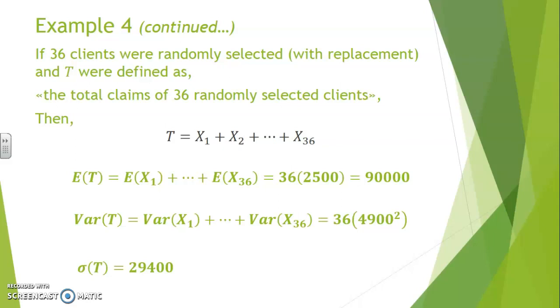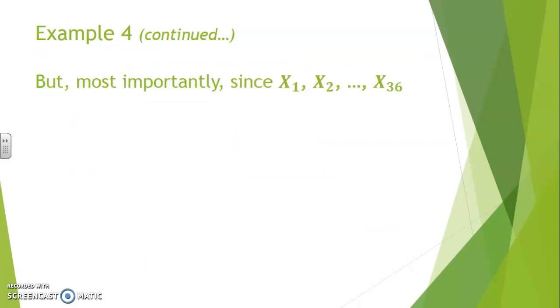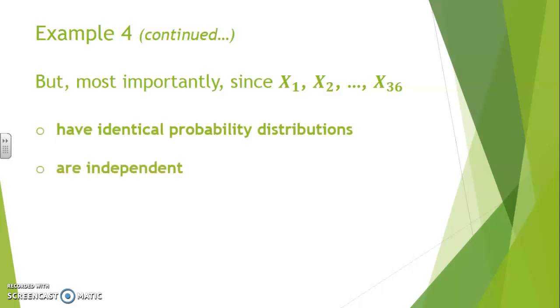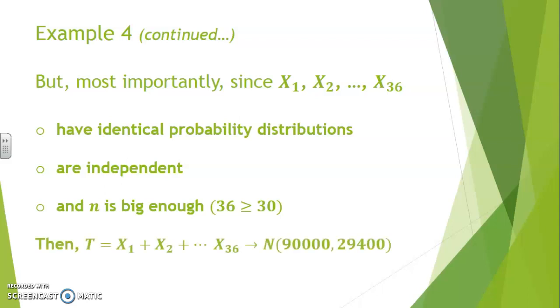Furthermore, because we are adding enough identical variables, and because we are considering them as being independent, and lastly, because we have at least 30 of these experiments taking place, then the fact we stated says that T should act like a normal law. And the expected value and the standard deviation for T now become the parameters that describe this normal distribution.